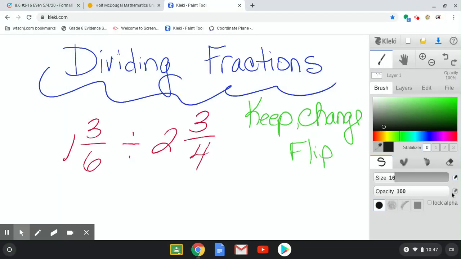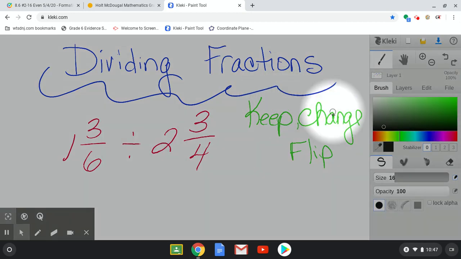Mrs. Calvi here. Just a quick reminder on how to solve dividing fractions. This is where we are going to be using keep, change, flip.